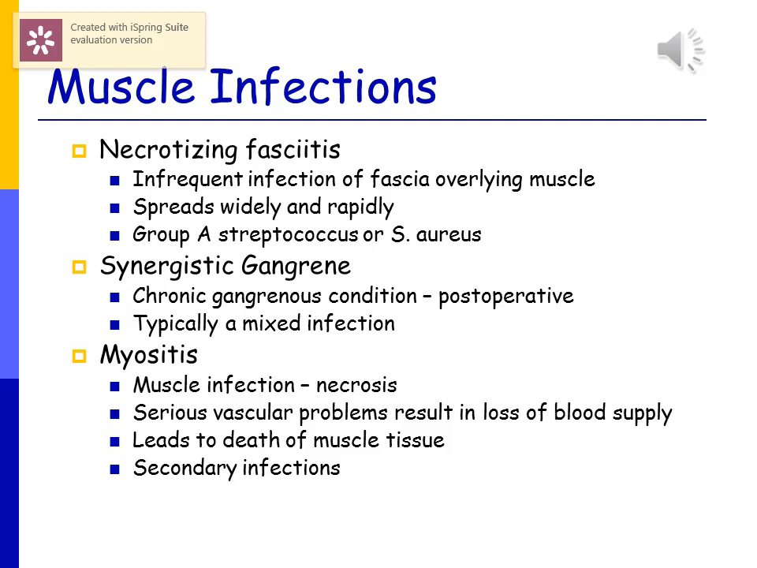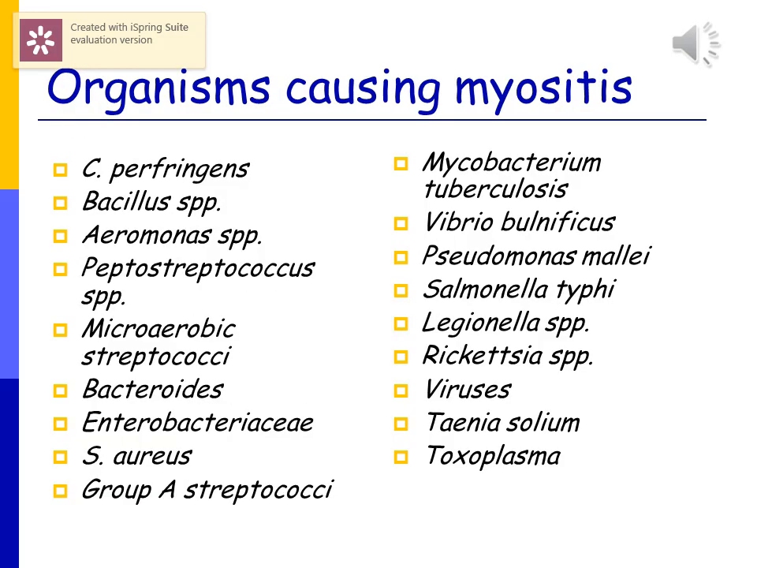Myositis is muscle infection that can lead to necrosis. Usually this is in individuals that have vascular problems, so they don't have very good blood flow into their extremities, so they get a loss of blood into those areas, which can lead to the death of the muscle tissue. Whenever you have dying tissue, you get necrosis, and you can get secondary bacterial infections. So organisms causing myositis, you have lots of organisms. The most common, I would say, is Clostridium perfringens.